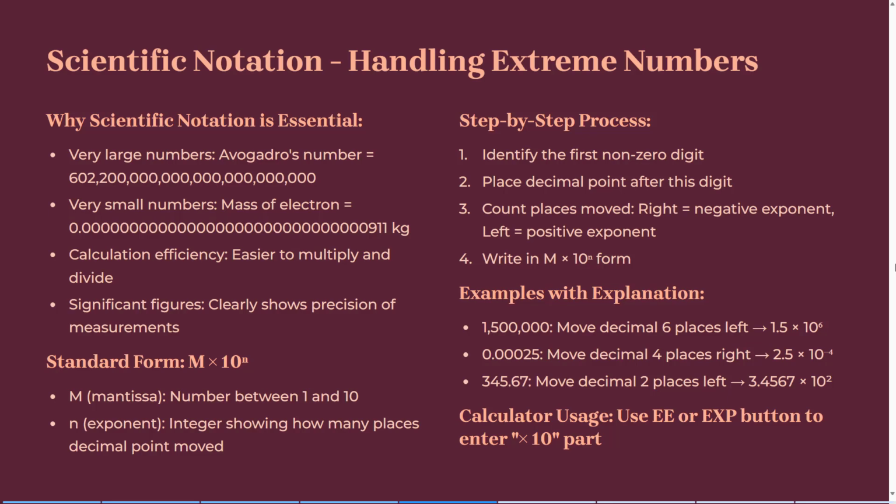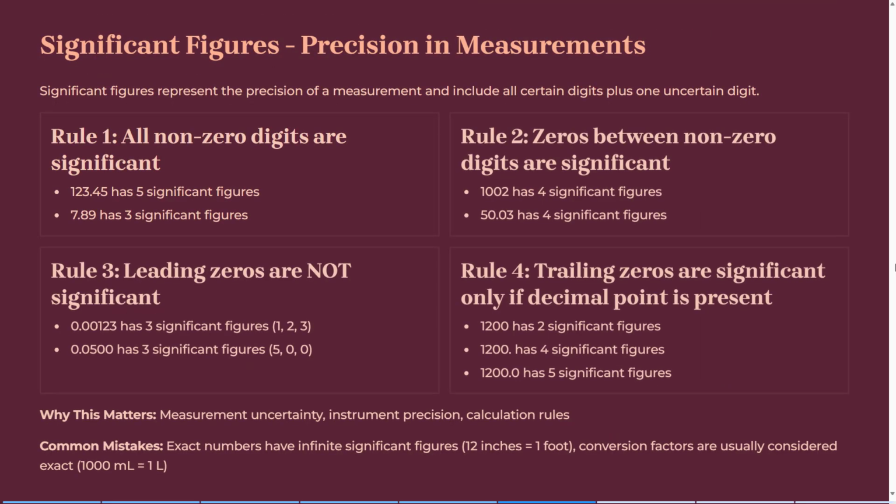Every measurement has uncertainty, and significant figures tell us exactly how precise our measurements are. They include all the digits we are certain about, plus one uncertain digit. Let's learn the rules. Rule number 1. All non-zero digits are significant. So 123.45 has 5 significant figures.